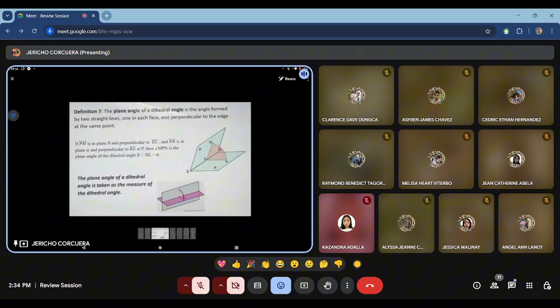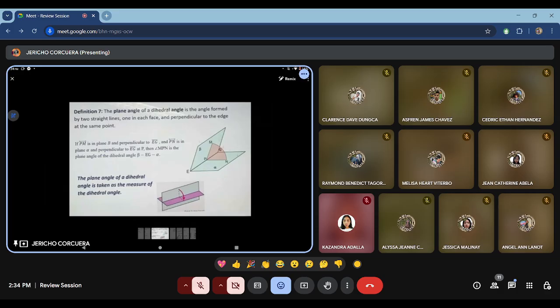Next, the plane angle. The plane angle of a dihedral angle is the angle formed by two straight lines. So if we have a dihedral angle, we also have a plane angle. These are the angles, one in each face. You can see that line PM and line PN are the straight lines, and they form the plane angle, perpendicular to the edge at the same point.